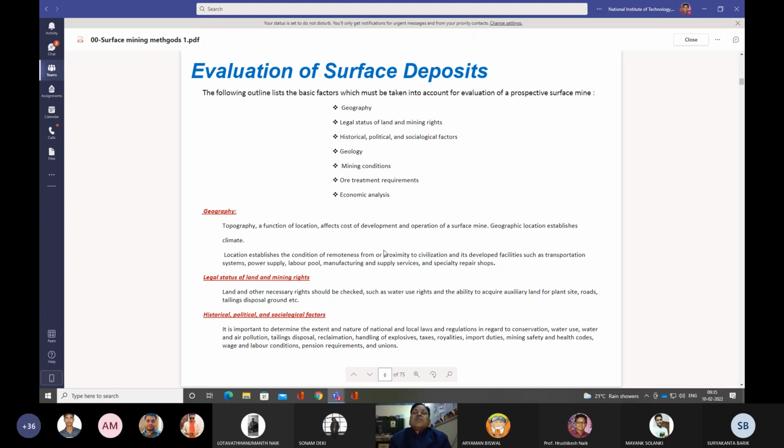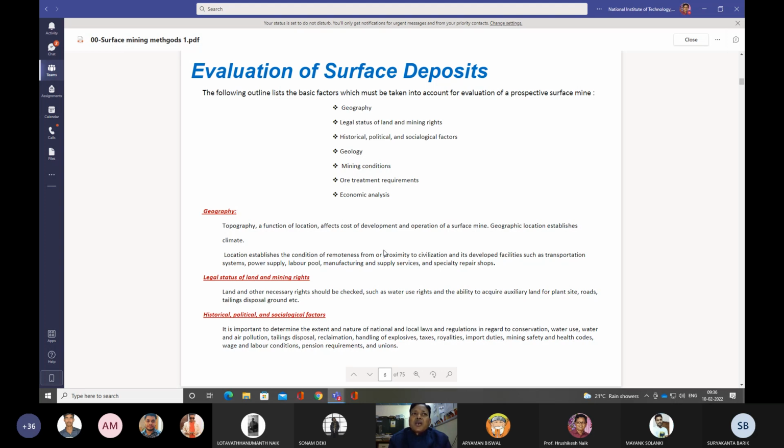The legal rights for mining: you have to apply to the government to get the lease for the mineral deposit to be mined by the company. The legal status of the land surface may be private land, government land, or forest land. If it is forest land, you have to take clearance from the forest department. If it is private land, you have to purchase the land from the private people. If it is government land, then there may not be much problem, but you have to apply for the lease area to mine the mineral deposit.